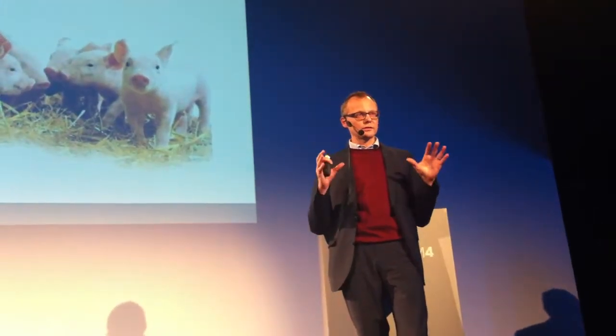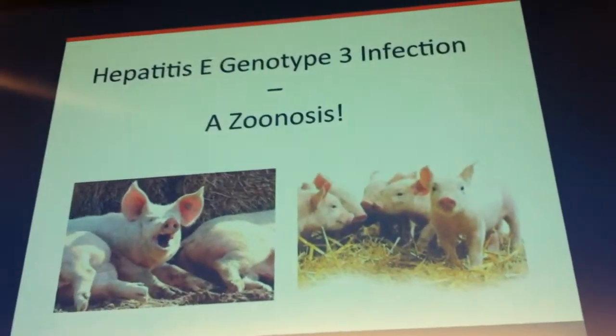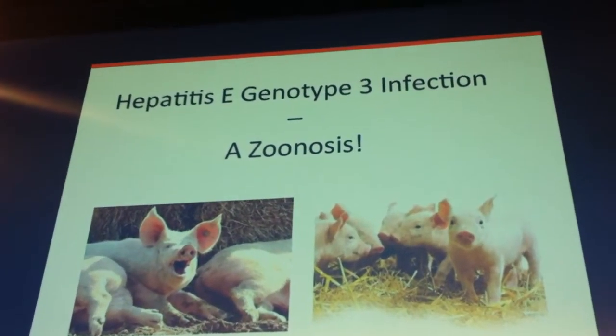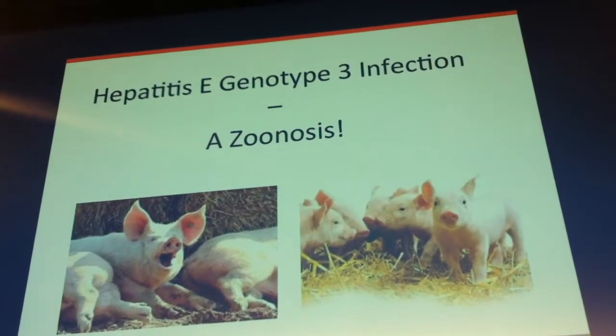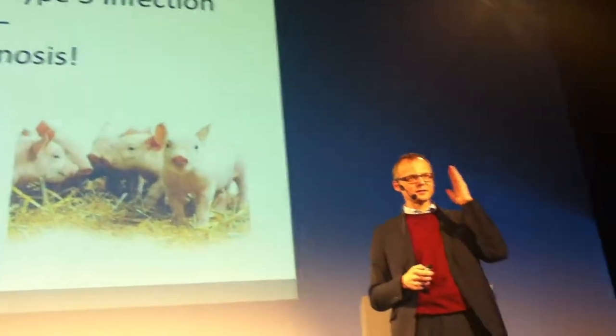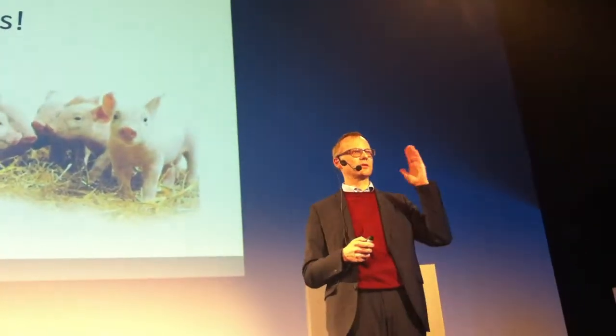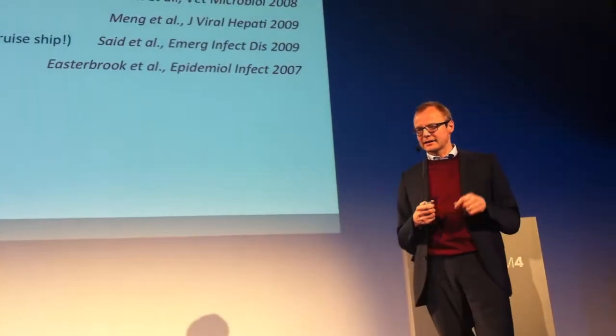But the most important source, obviously, is pork. In Hanover, in northern Germany, if I go to a butcher, the risk that this meat contains infectious HEV virions is between 5 and 50%. And there are similar data from the Netherlands, from the UK, from Denmark. Several studies have investigated commercial pork, commercial pig meat.